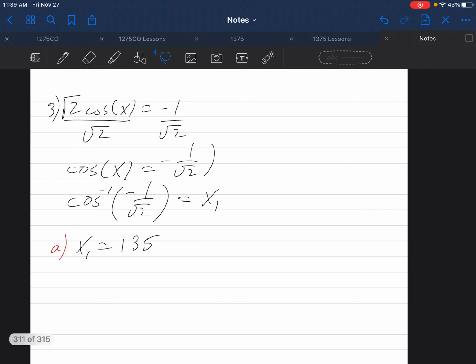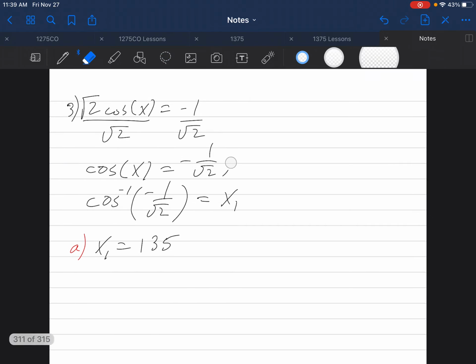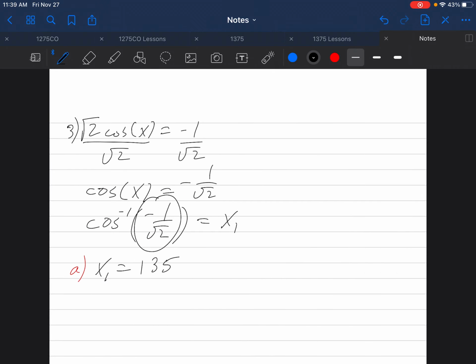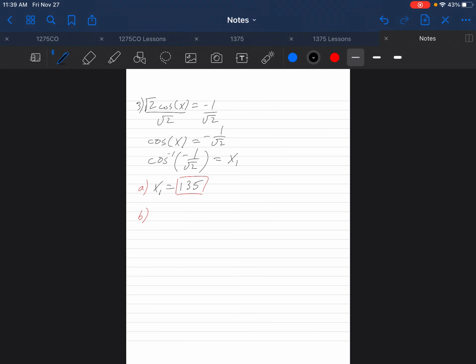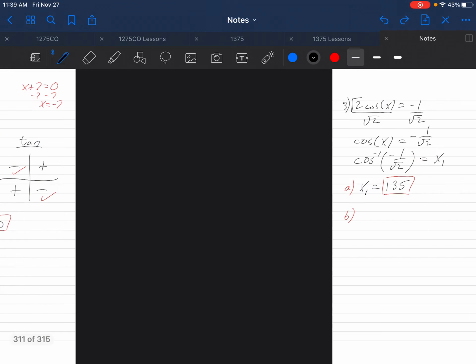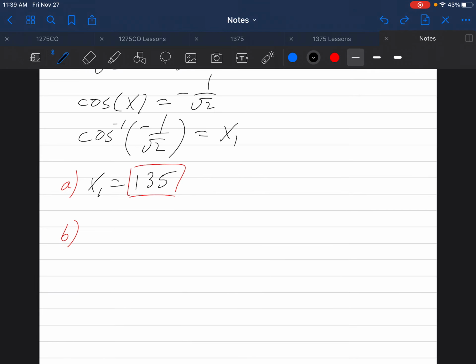135 degrees. So remember, in the last problem we typed in that negative radical 3, we got a negative angle. Here we're typing in a negative, but we're still getting a positive angle from the cosine function. So not all trig functions are going to give you negative angles. It's the sine and tangent functions that will. And anytime you get a negative principal root, then you should adjust it by finding a coterminal angle. But we don't need to here because it's already positive. That means x1 is going to equal 135.